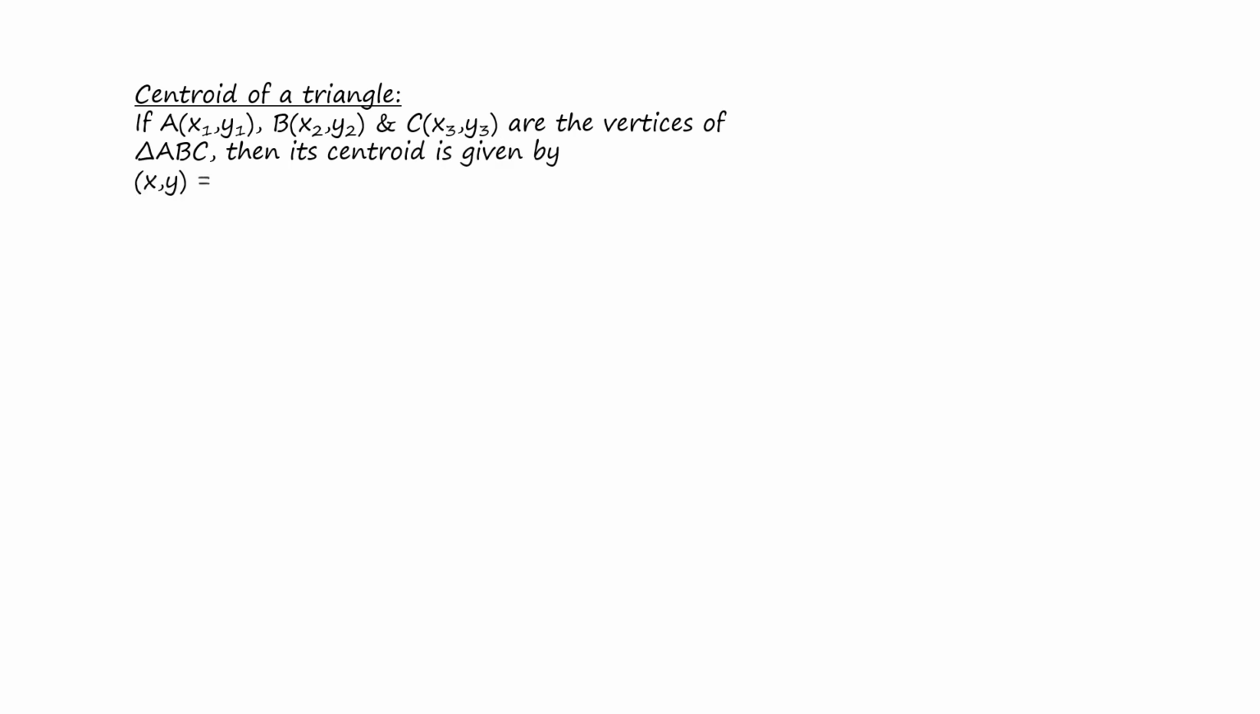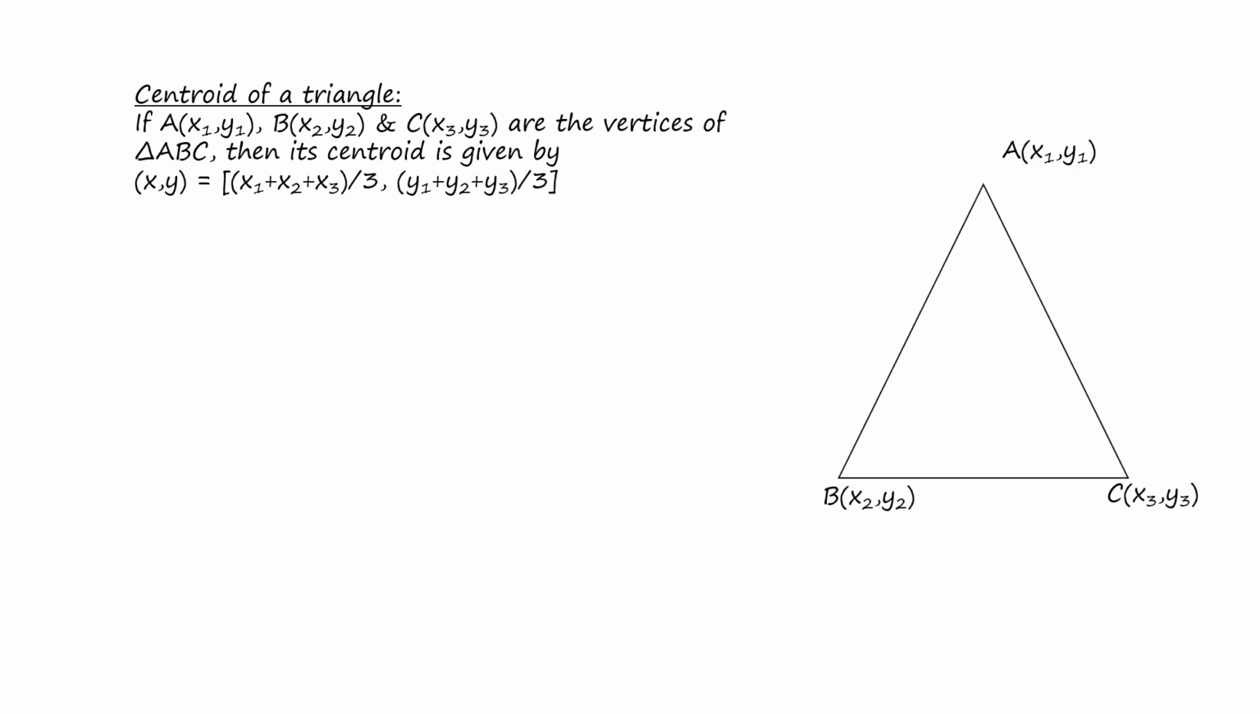The next is the centroid of a triangle. If A(x1, y1), B(x2, y2) and C(x3, y3) are the vertices of triangle ABC, then the centroid is given by (x, y) equals ((x1 + x2 + x3) divided by 3, (y1 + y2 + y3) divided by 3). Let's draw the picture.